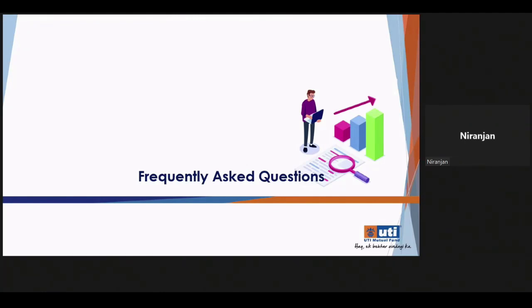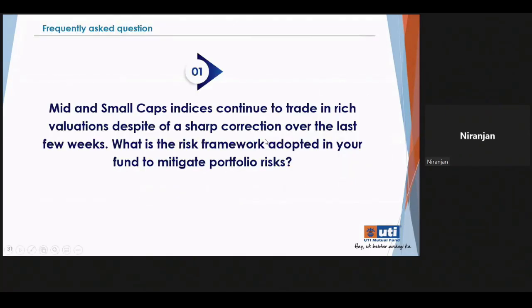The first question here is for you, Ankit. Mid and small cap indices continue to trade at rich valuations despite a sharp correction over the last few weeks. So what is the risk framework adopted in your fund to mitigate portfolio risk? Apart from that, you mentioned picking quality stocks. So what are the things you think are actually helping the portfolio?